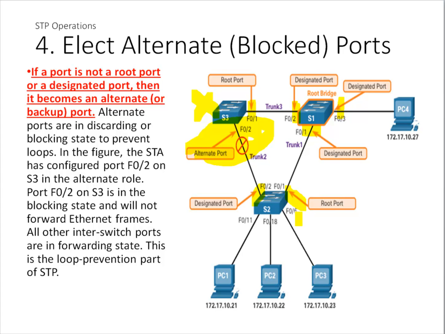Suppose there is any problem for this link, for trunk 1. Sometimes the cable is not working, or any technical issue happens. Automatically the STP protocol is going to calculate, and it will open this alternative path. The alternative port will be opened, so that the traffic will move in this particular direction. That means from S2 to S3, S3 to S1. So this is how we elect the alternative blocked ports.